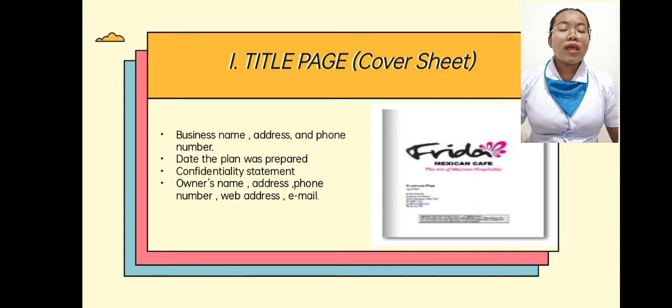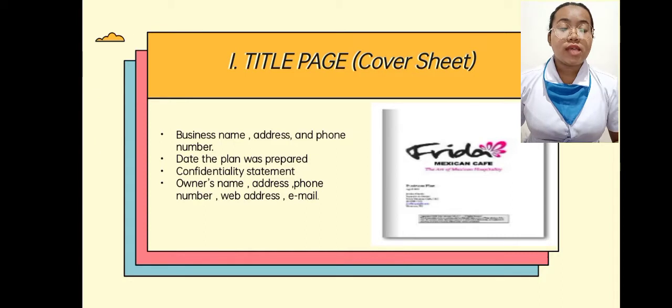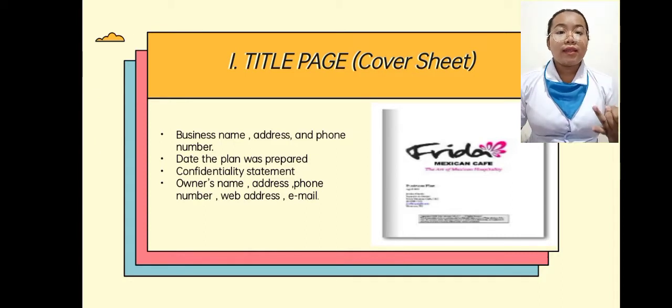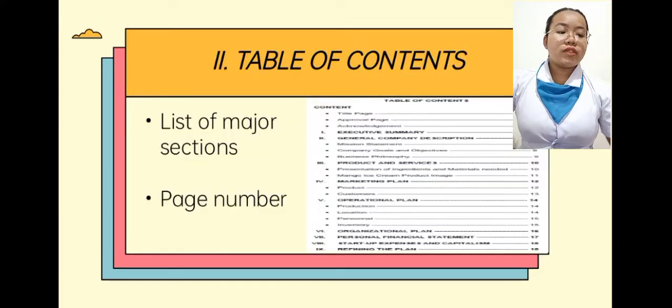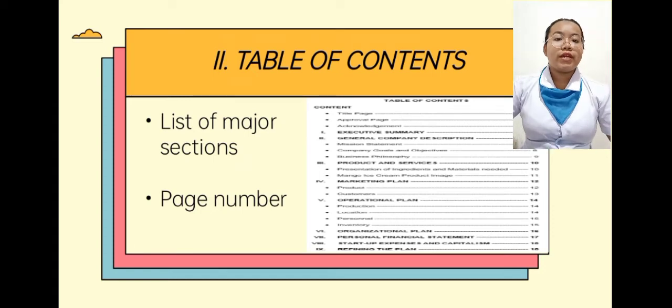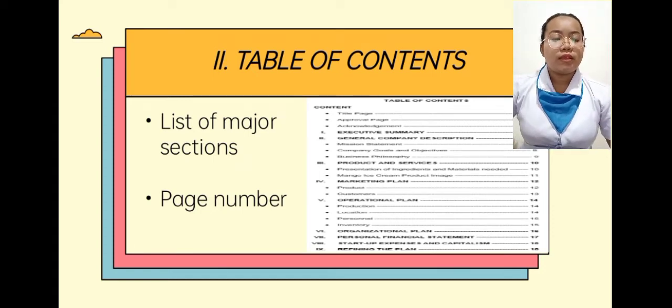In making this, you first need to have your logo, title, company name, and address or location or contact information. You also need to identify the completion date, and of course you need to have a confidentiality statement.